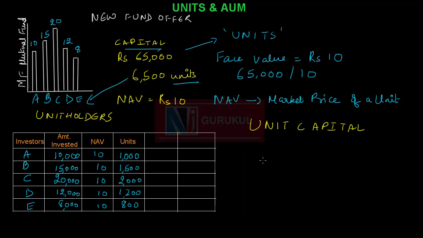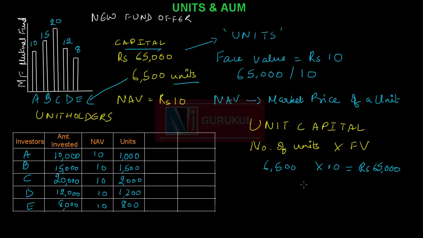The formula for calculating unit capital is number of units multiplied by the face value. So our number of units is 6,500 and the face value is rupees 10. So our unit capital is equal to rupees 65,000. Now you must remember here that the number of units may change, but the face value will always remain same.